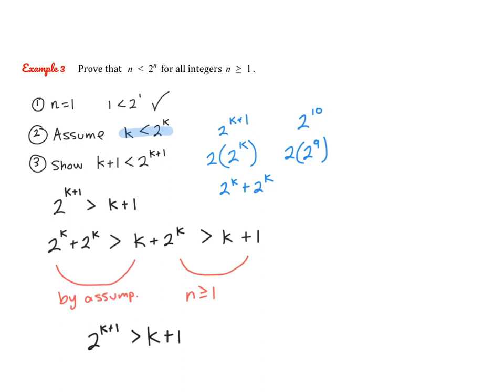So therefore, we have shown, we can say therefore, n is always going to be less than 2 to the power of n, for all integers n greater than or equal to 1. And there you have it.